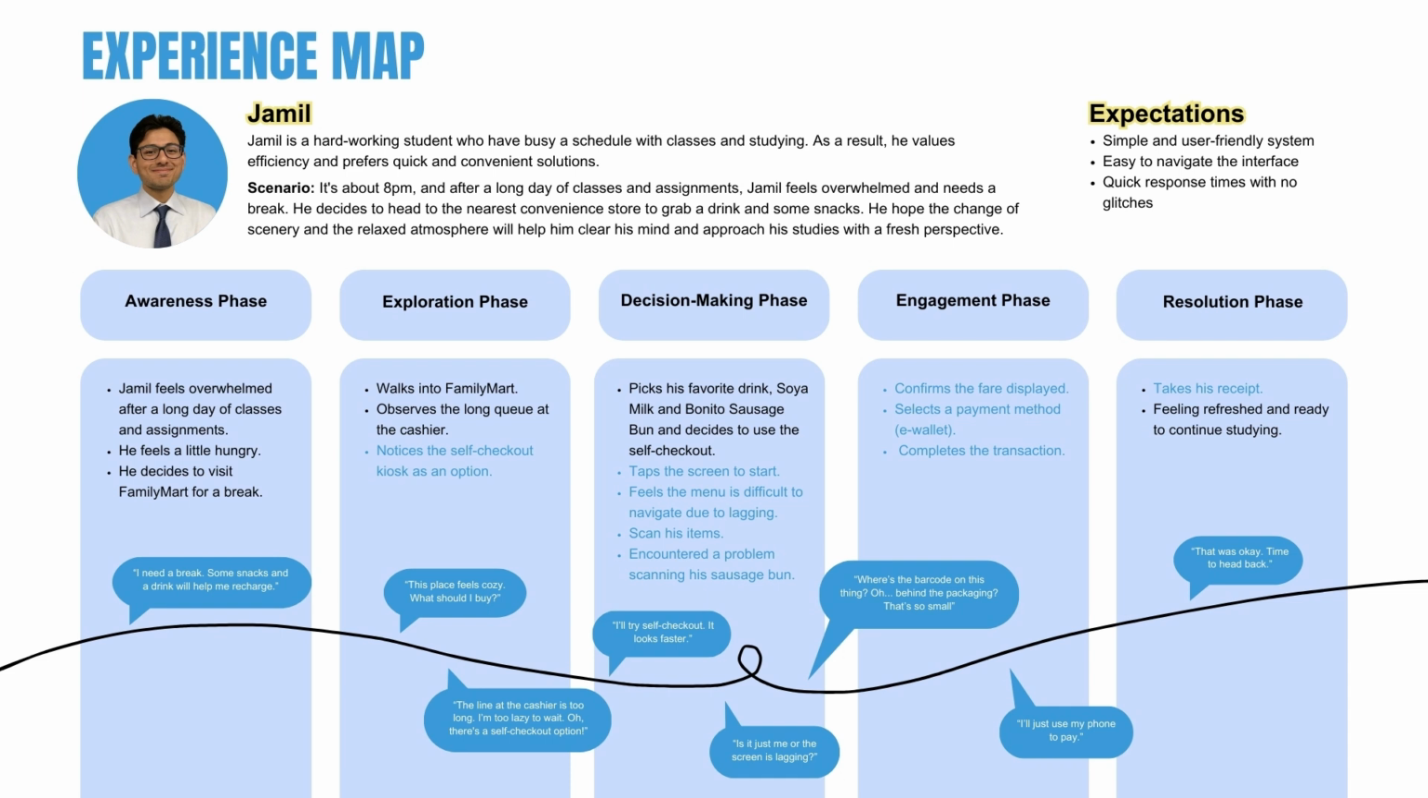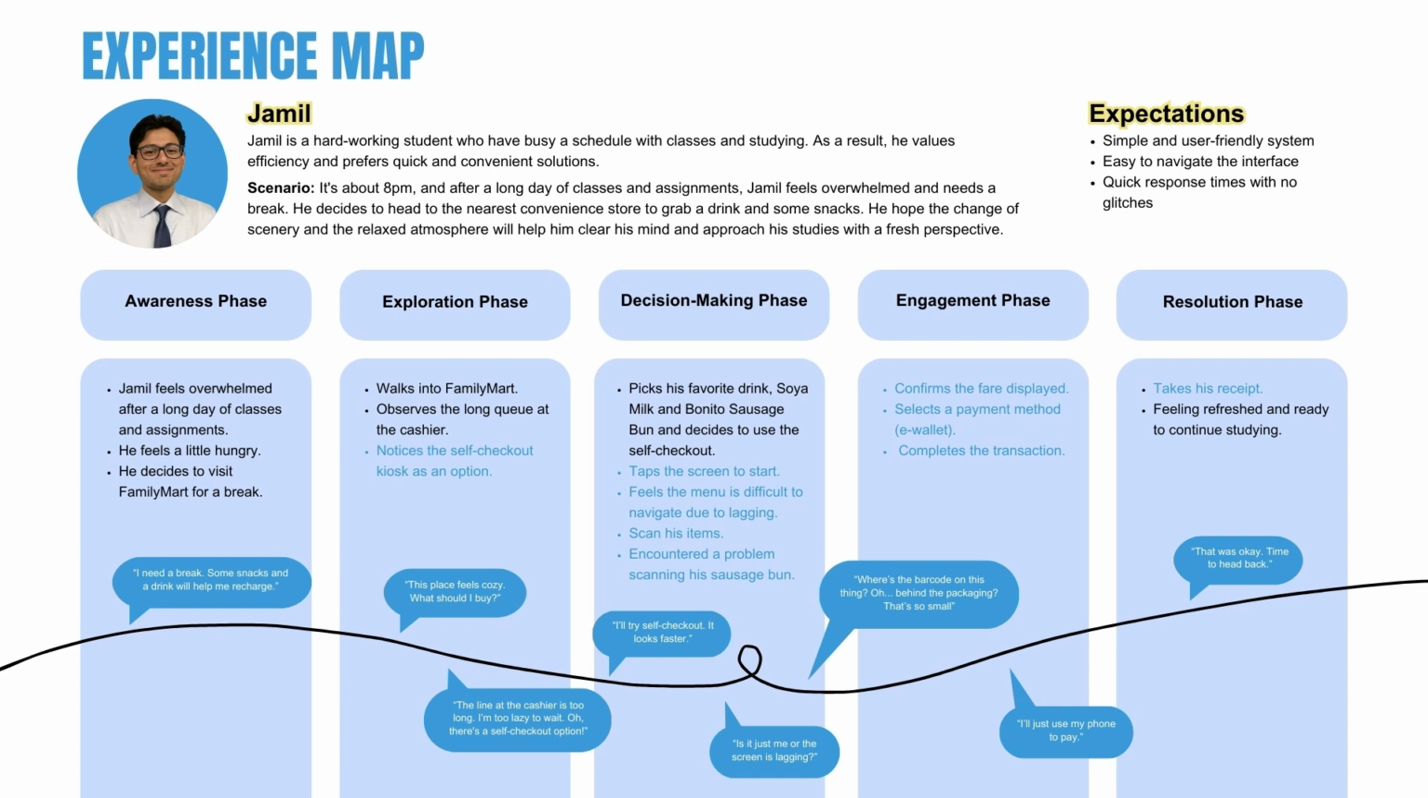Jamil's journey with the self-checkout kiosk can be broken down into 5 key phases: awareness, exploration, decision-making, engagement, and resolution. In the awareness phase, Jamil enters Family Mart feeling tired but looking for a quick snack. In the exploration phase, he notices the long cashier line and decides to try the self-checkout kiosk.